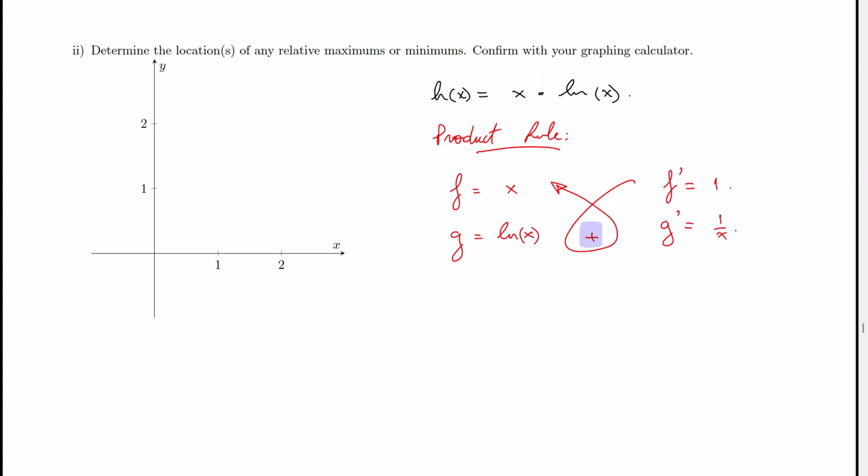So to summarize, h prime of x is the product of these two corners, and 1 times ln of x is just simply going to be ln of x. And we have the plus sign from the product rule. And next we have to multiply the opposite two corners, the 1 over x, with the x. And I'm just going to multiply in my head. 1 over x times x is just going to be equal to 1.